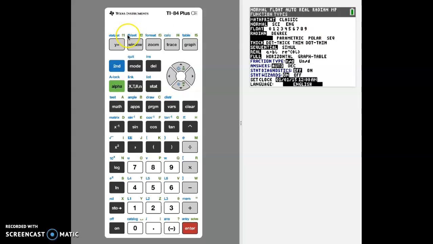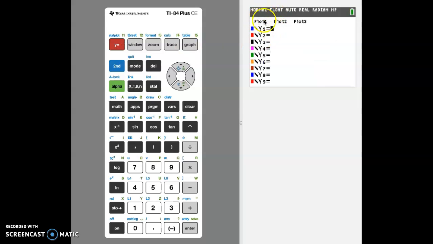All right. So if you go into y equals, you also want to make sure that plot 1, plot 2, and plot 3 are not highlighted. This is what it looks like if they are highlighted. If they are highlighted, what you need to do is go up, hit enter, and then go back down so that they are not highlighted.